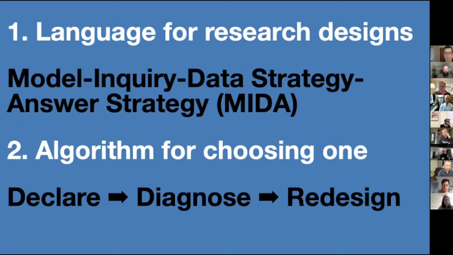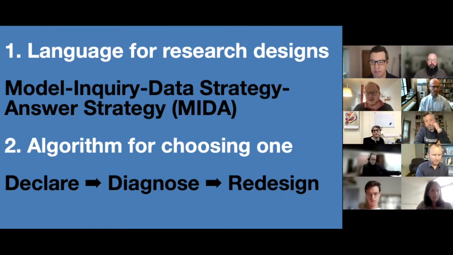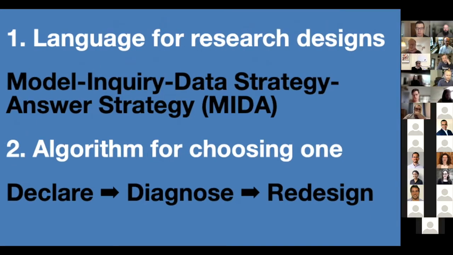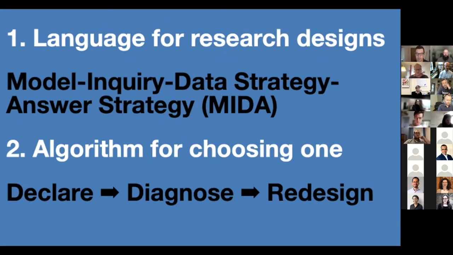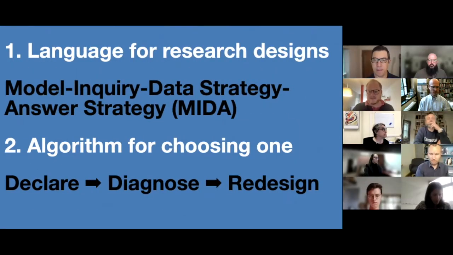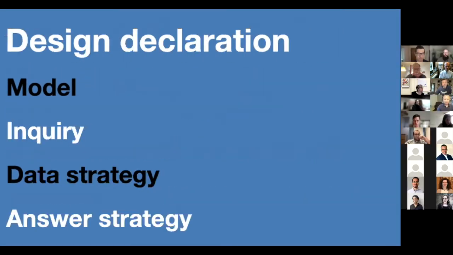We can change the parameters of our study to improve the power, to reduce the bias, and to select among a set of feasible designs, which is often what we have to do before starting out with our research. So I'll talk about the language, and then I'll hand over to McCartan to talk about the algorithm.